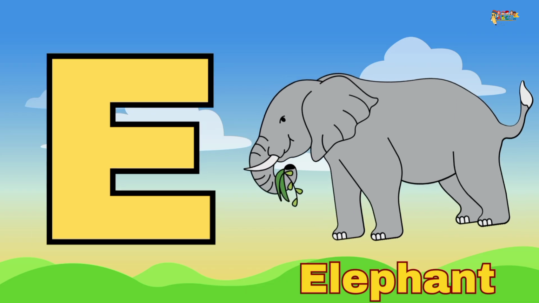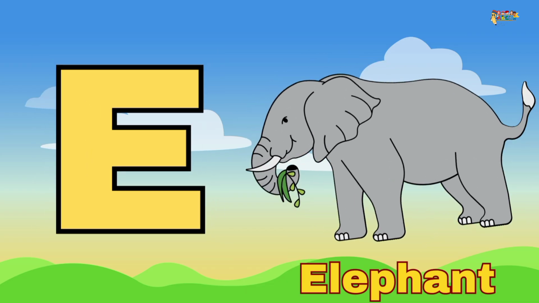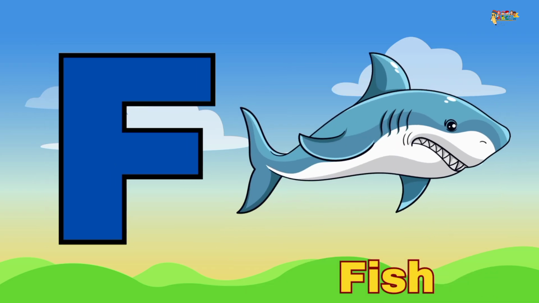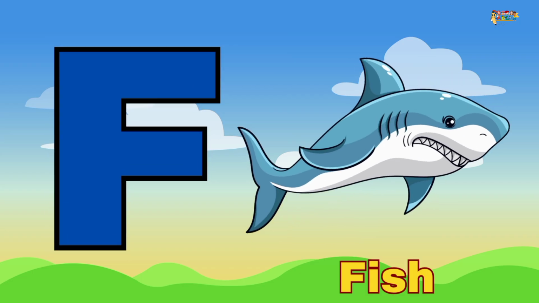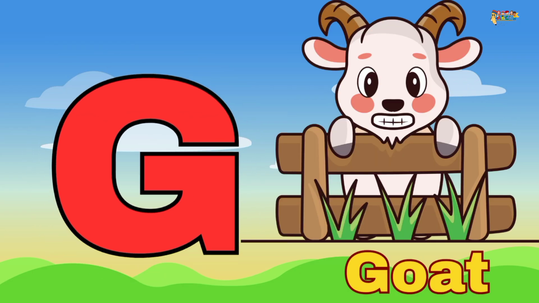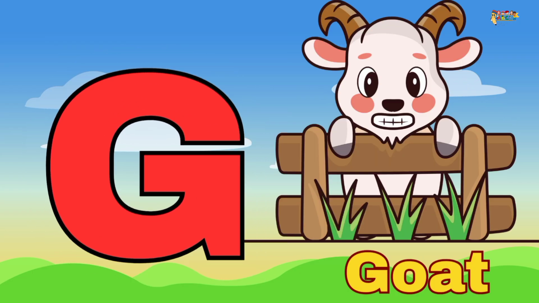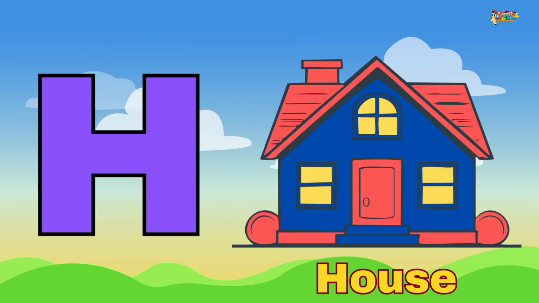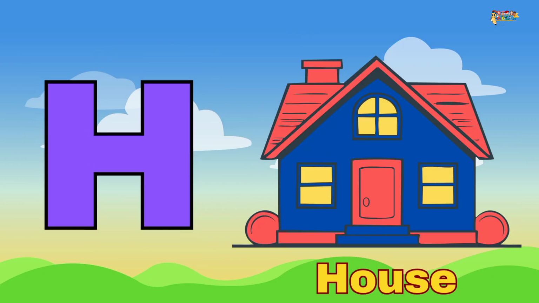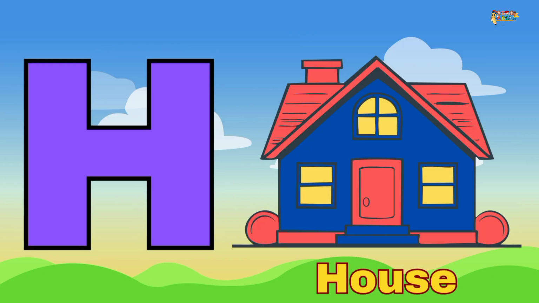E is for elephant. F is for fish. G is for goat. H is for house.